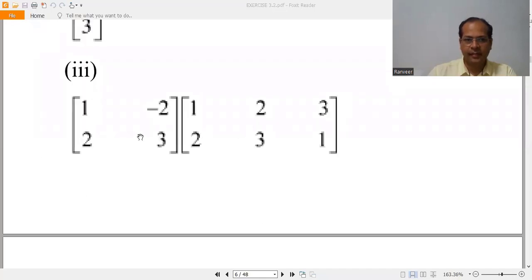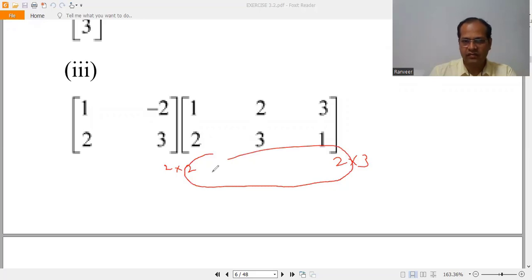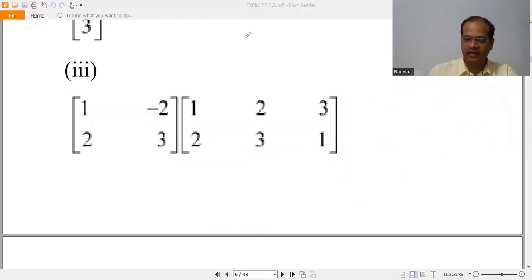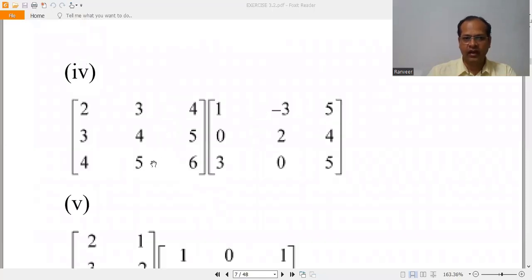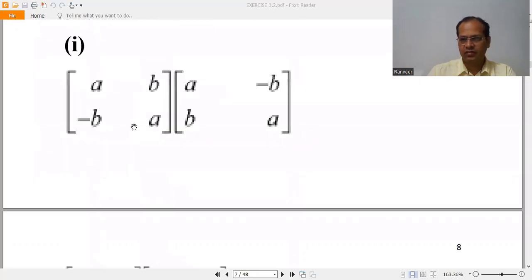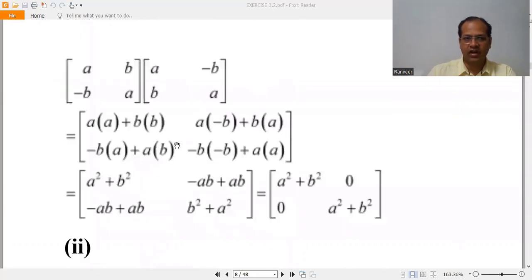This is the third. This is 2×2, this is 2×2, and this is 2×3. So this is matching, so the result is 2×3. So 1, 2. In this way you will get the result. So this you have to decide initially, and you can find out the value. This is 4, 5, 6. All the questions are just based on multiplication. So you can multiply as we already discussed. So just by multiplication you will get this result.